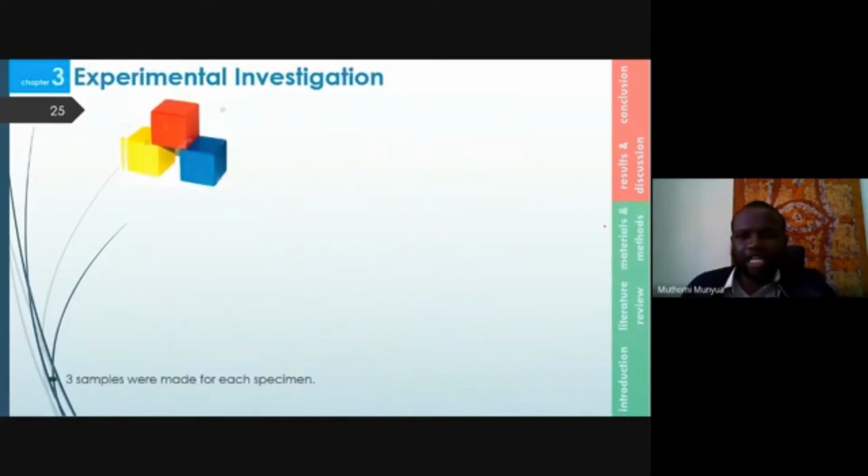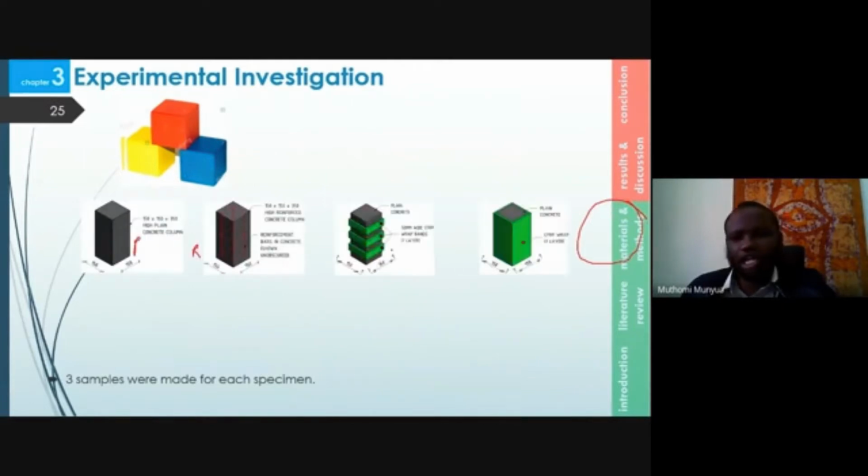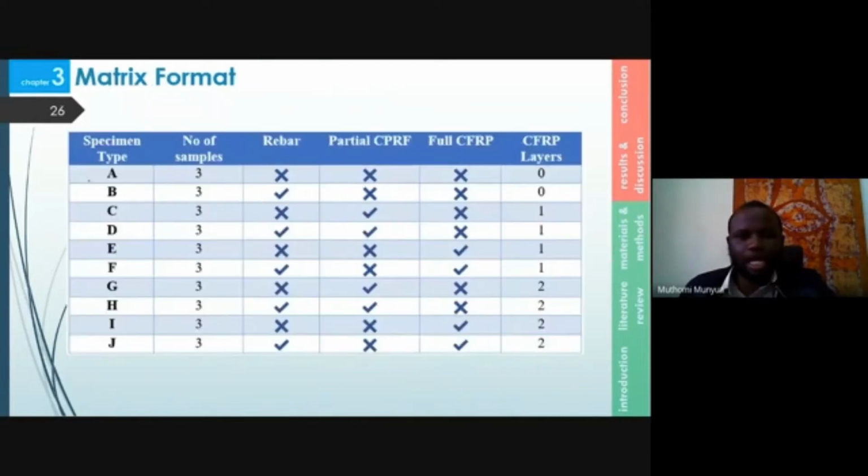This is simplified in a conceptual framework where there are 4 independent variables and 2 dependent variables. And this guided the experimental investigation where there were 3 concrete grades: in plain concrete and reinforced concrete, in partial and full confinement, 1 layer, and partial and full confinement, 2 layers. To improve the reliability and credibility of our data, 3 samples were made for each specimen.